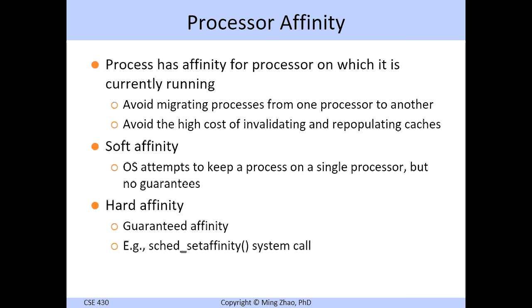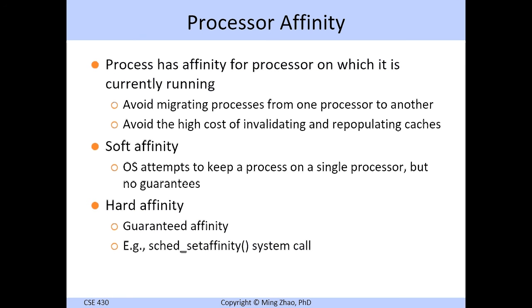Obviously there's a trade-off here, right? Processor affinity allows us to optimize the performance for specific processes, but we may sacrifice the utilization of the processors, because we cannot migrate those processes to balance the load, and as a result we may sacrifice the overall throughput and performance of the whole system.